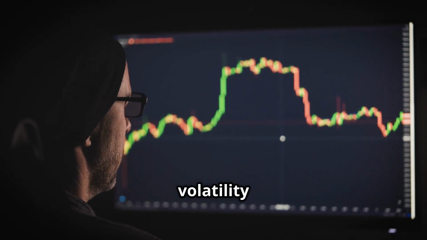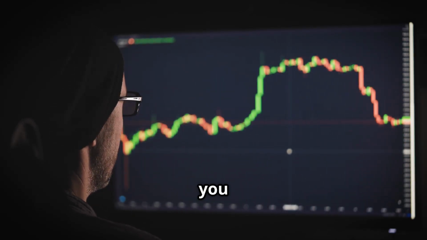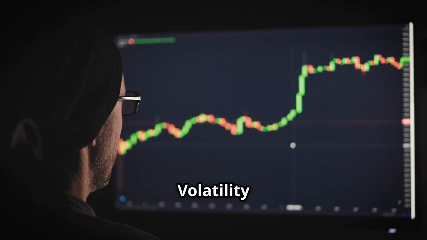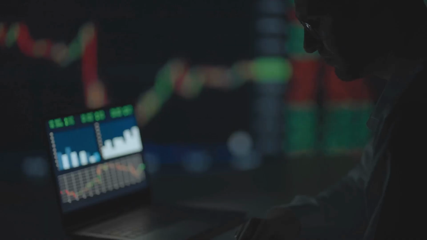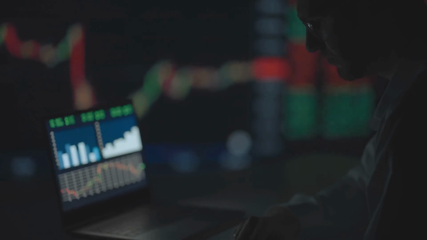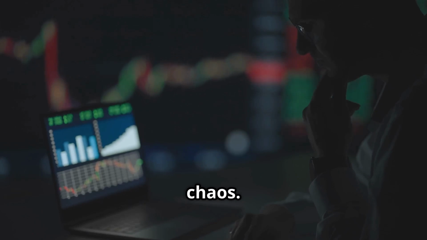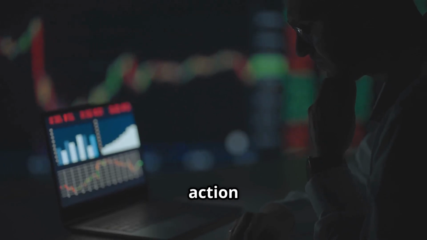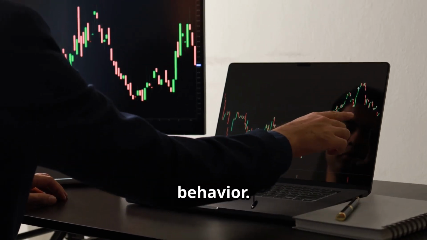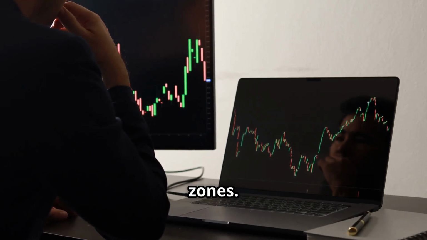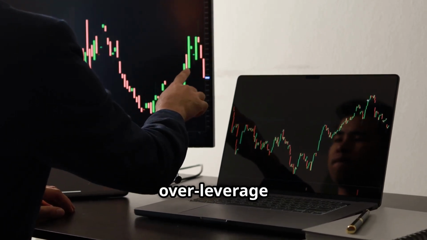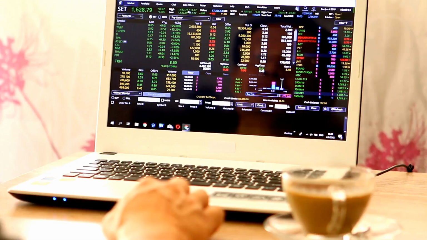Do not forget about volatility control, so you will survive the storm. Volatility is the hurricane that wipes out the unprepared. To survive, use moving averages to smooth the chaos. Study price action and candle behavior. Reduce position sizes near high volatility zones. Don't let over leverage turn you into a statistic.